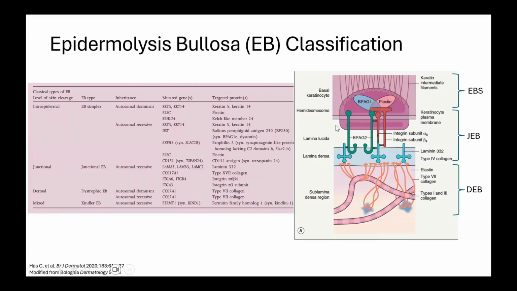And then deeper into the skin at the junction between the epidermis and the dermis, we find proteins that are implicated in junctional EB, which can have a severe form as well as an intermediate form. And then below the basement membrane zone, in the sublamina densa, is collagen 7, which makes up these anchoring fibrils. And mutations in collagen 7 cause dystrophic EB, which can be either a dominant form or a recessive form.